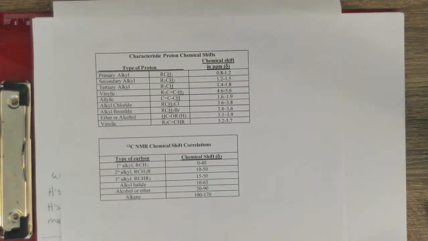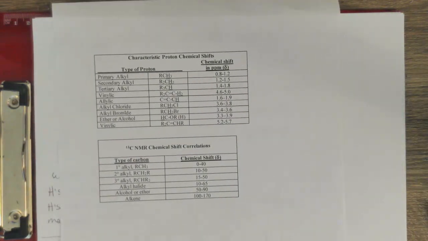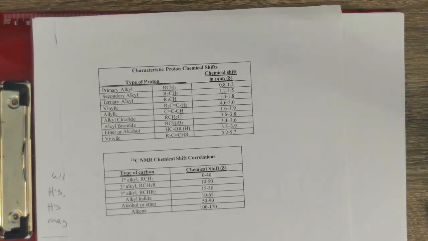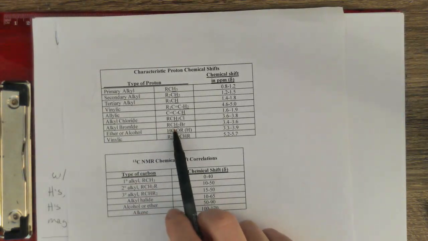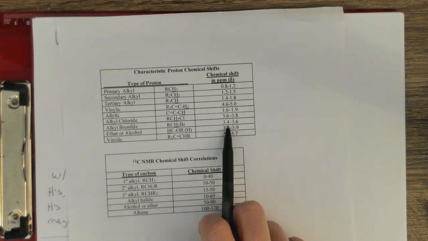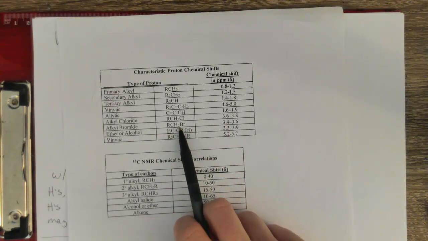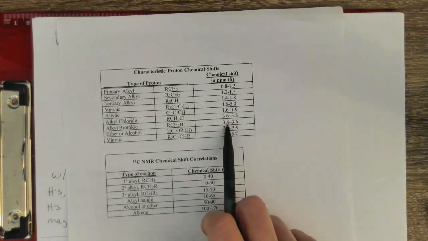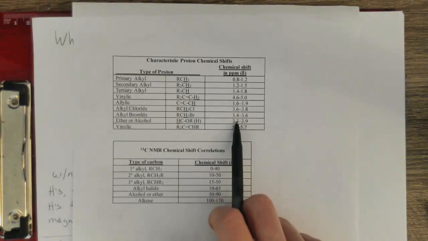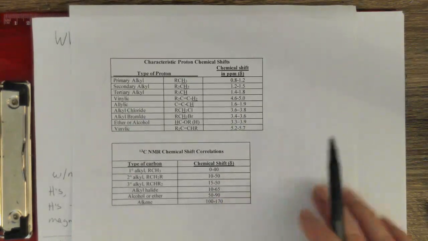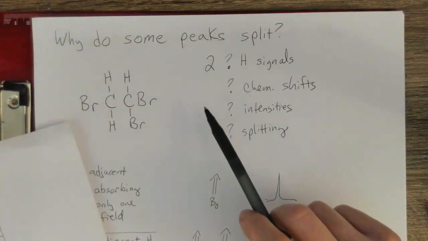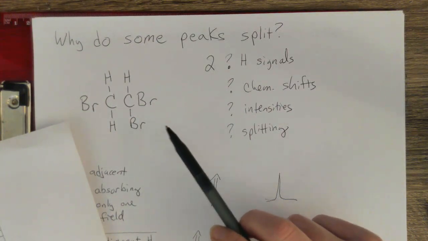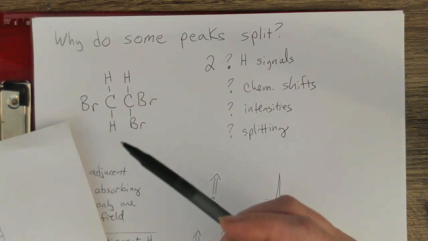Remember, on an exam, you will be given the chemical shifts that you need. So for an alkyl bromide, we expect that signal to be downfield relative to if it's just an alkyl proton. So we expect around 3.4 to 3.6, but really you just want to think like it's going to be farther downfield than what you would see for a normal CH or CH2.